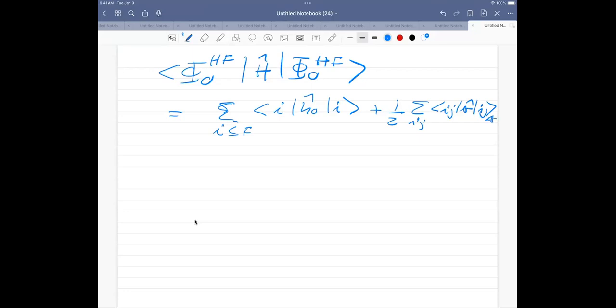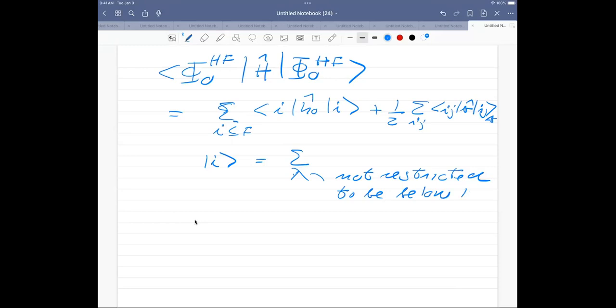Now what I can do next is rewrite this basis i, and we know that this basis i is given by a summation over all the possible states which exist. So I'm going to write this as a state lambda. So lambda is not restricted to be only states below the Fermi level. In principle, this lambda runs over all the basis functions which we have, which again is given by an infinite sum.